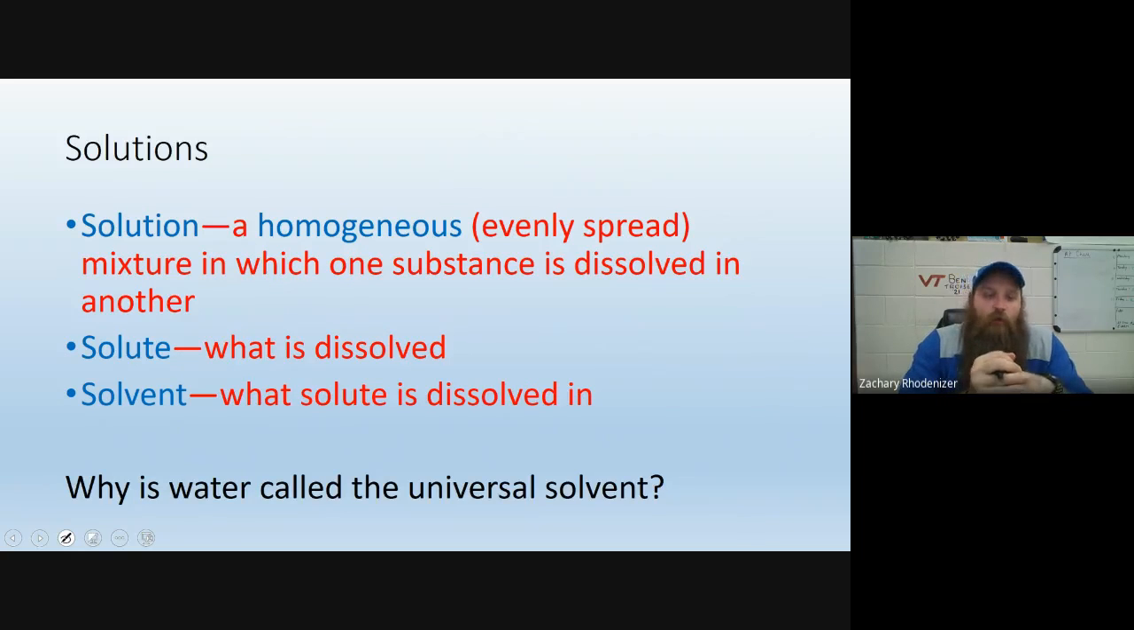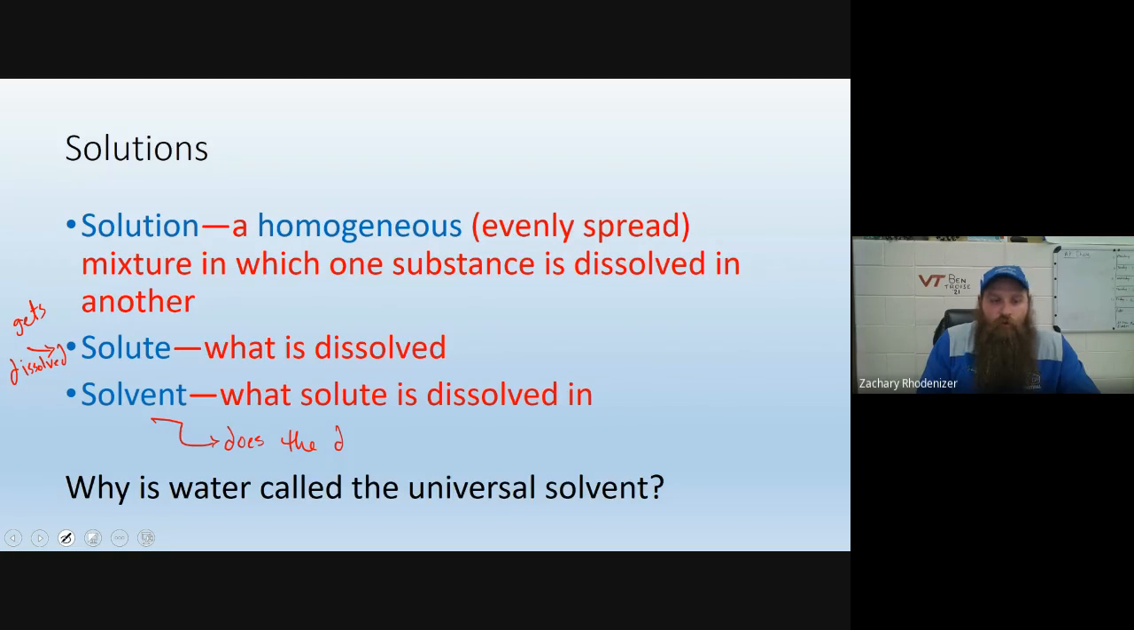A solvent is something that dissolves something else. The thing that gets dissolved is called the solute. So the solute gets dissolved, okay, and the solvent does the dissolving, okay.